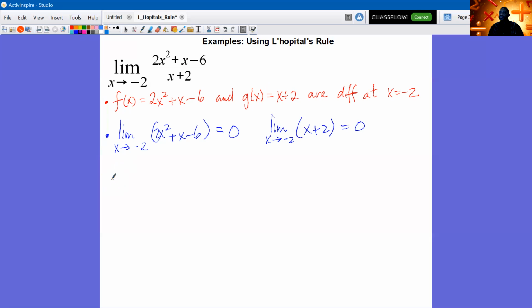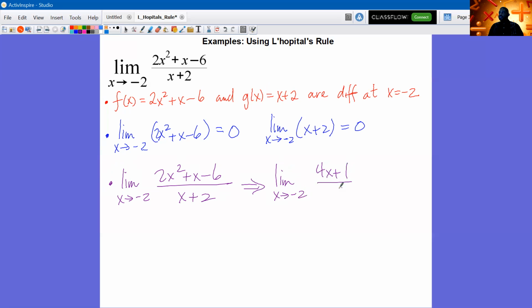So the limit as x approaches -2 of 2x squared plus x minus 6 over x plus 2 equals the limit as x approaches -2 of 4x plus 1 over 1. Okay, and now I can plug in the -2, and when I plug it in, I get -7 as the limit.